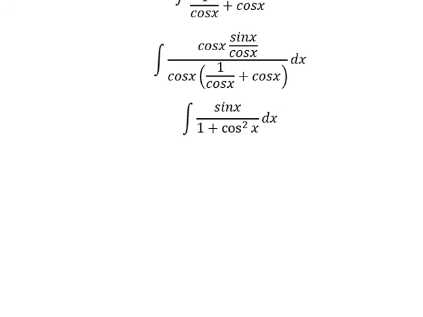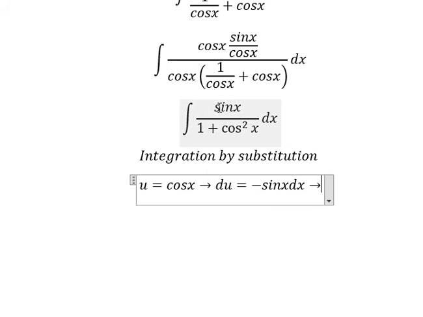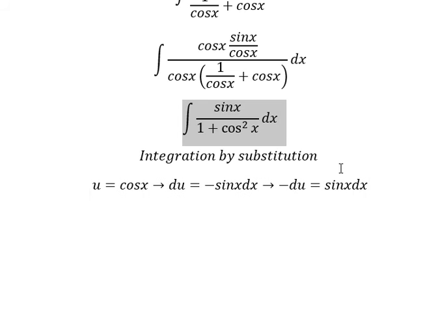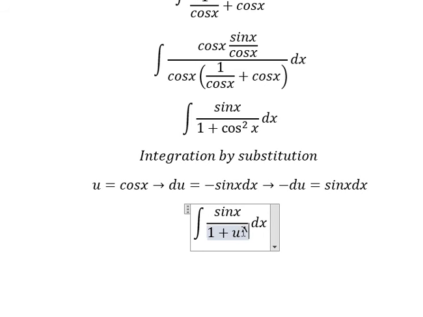Next, we need to use integration by substitution. So I will put u equals cosine s. So we do first the derivative for both sides. We have negative sine s ds. Because we don't have the negative sign in here, we put the negative to the left. This one we change for u squared. Sine s ds we change for negative du.